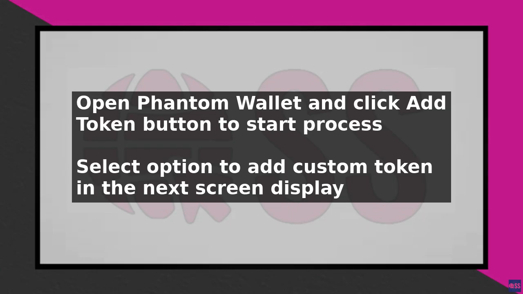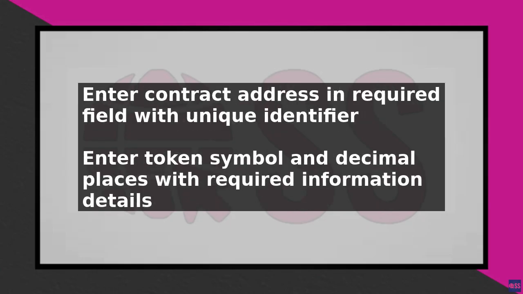The contract address is a unique identifier for the token and can be found on the token's official website or on a Blockchain Explorer website. Enter the contract address in the required field. Then enter the token symbol, which is usually a 3 or 4 letter abbreviation of the token's name.